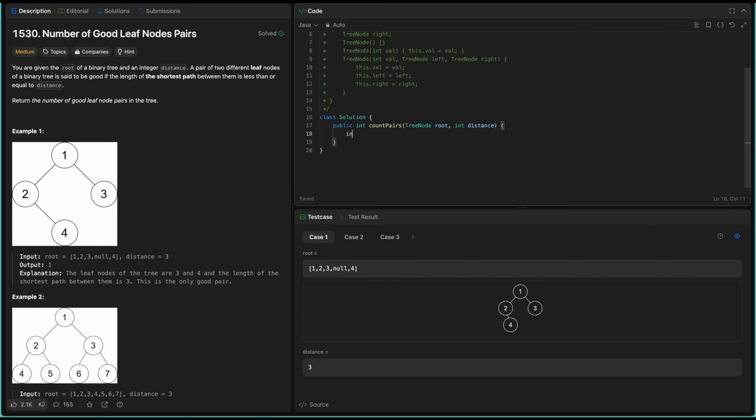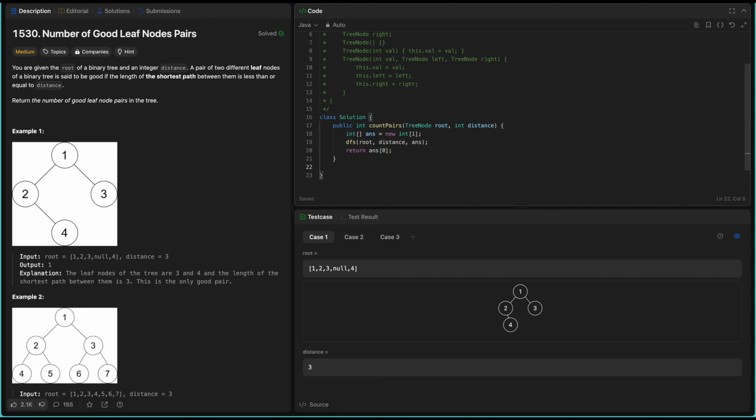So we will need the answer variable, and I'm using an array here because Java is pass by value. To overcome this, we can either use an object reference like this array object here, or we can define the attribute inside the solution class. So each time we see a good leaf pair, we will increment our answer by 1. Now we start the DFS. We will pass the root, distance, and answer to it and return our answer variable.